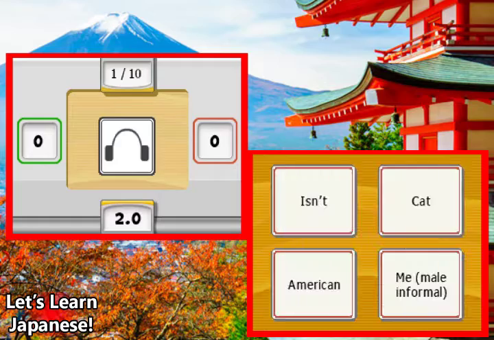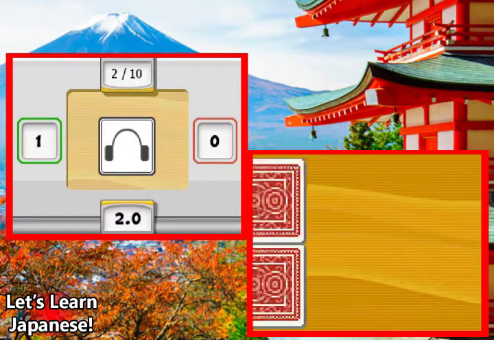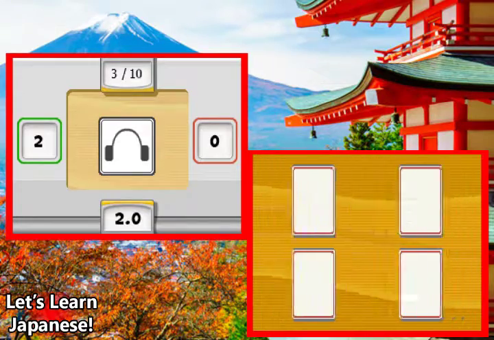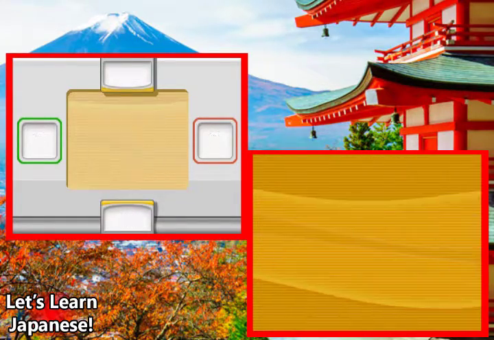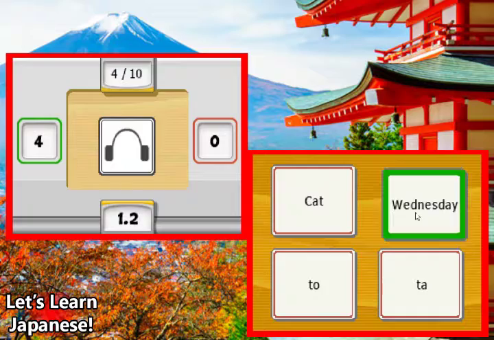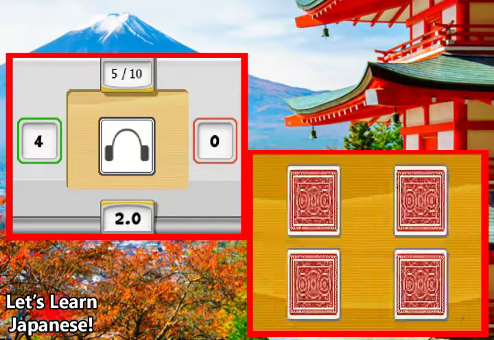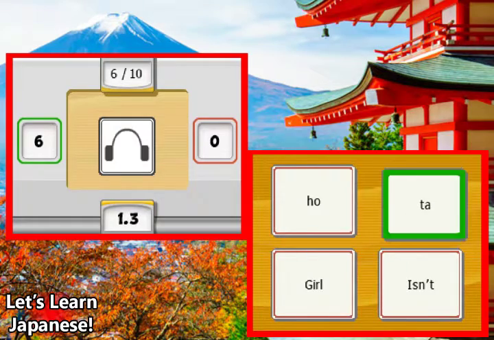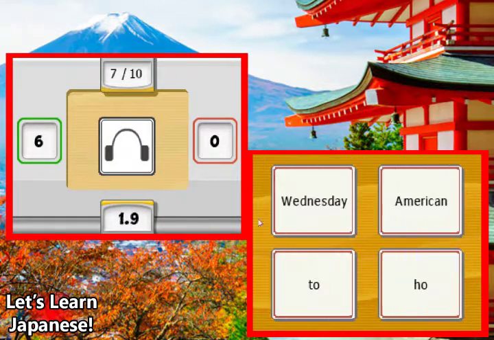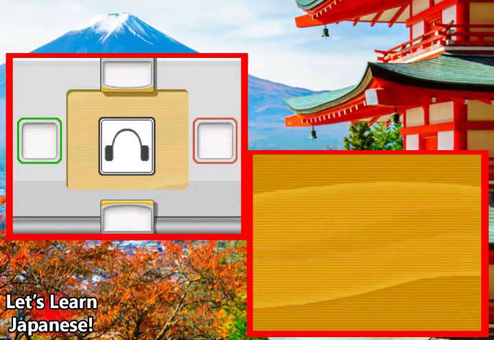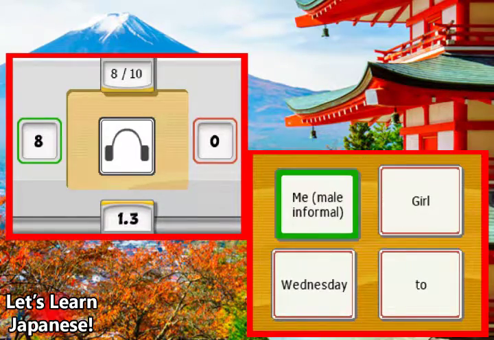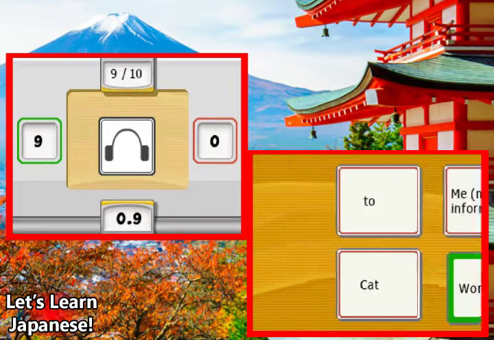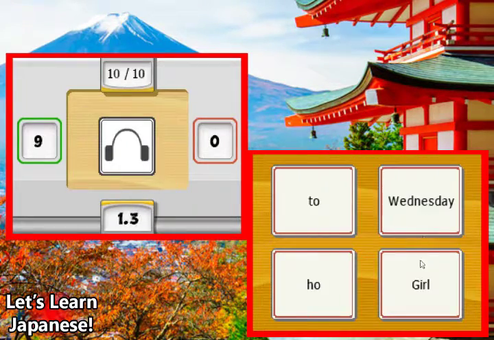ではありません。 Isn't. アメリカ人 American. と To. 水曜日 Wednesday. That's today. 猫 Cat. た Ta. ほ Ho. 僕 Me. Masculine and formal. 女の人 Woman person. 女の子 And girl person.